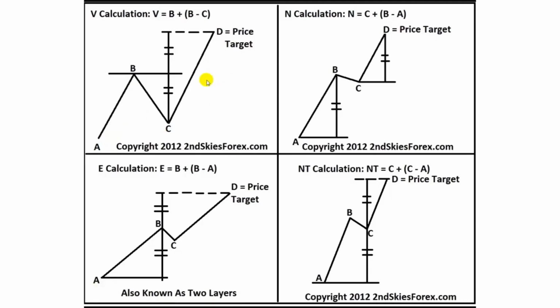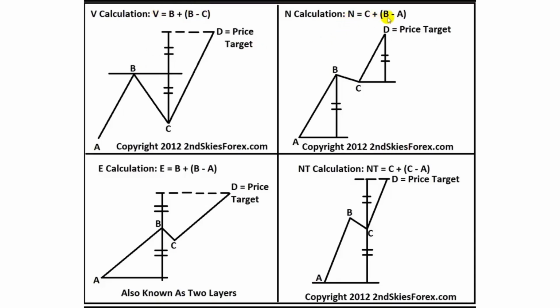To recap the V calculation for an uptrend, so A, B, and C and D. To get D, we have to understand which is the B minus C part. So we take this price, we subtract C from B. That will leave us with X amount of points or pips. And then to get the V calculation, we're taking this number and we're adding it to B.